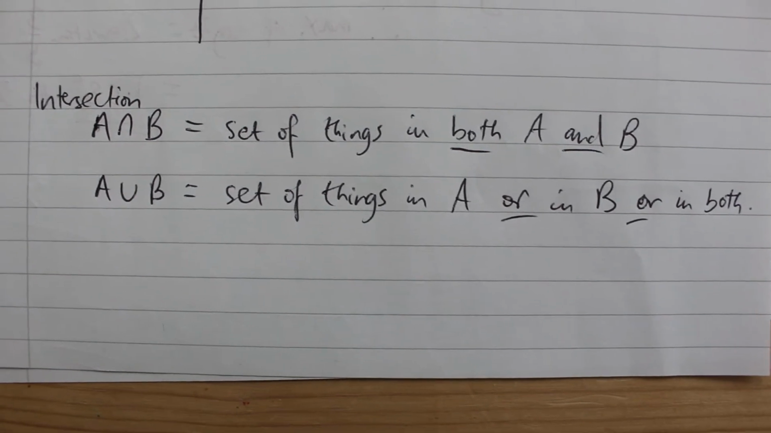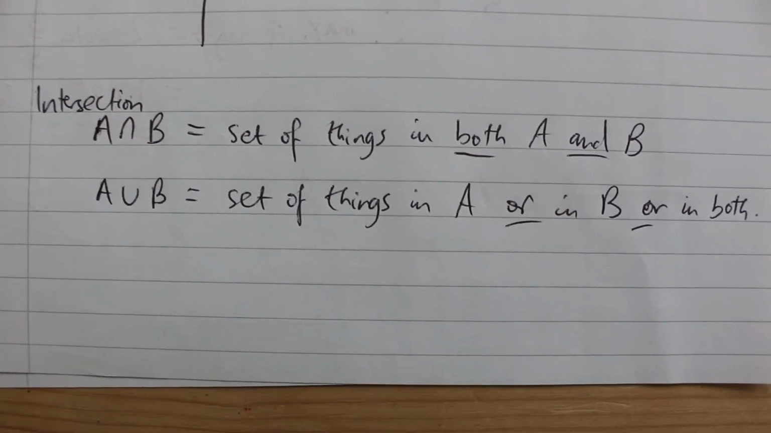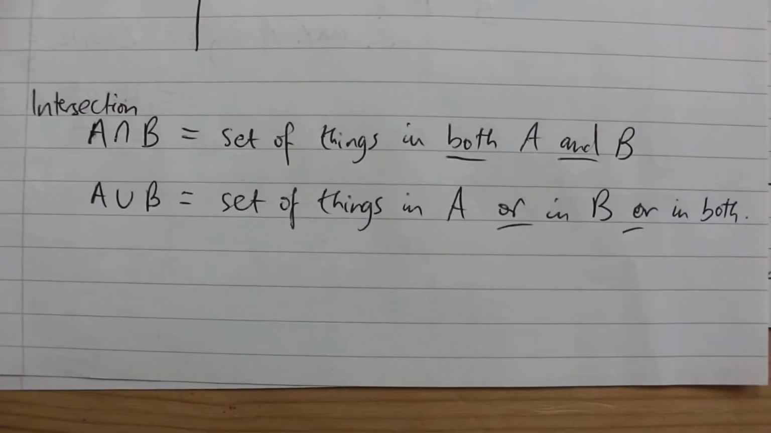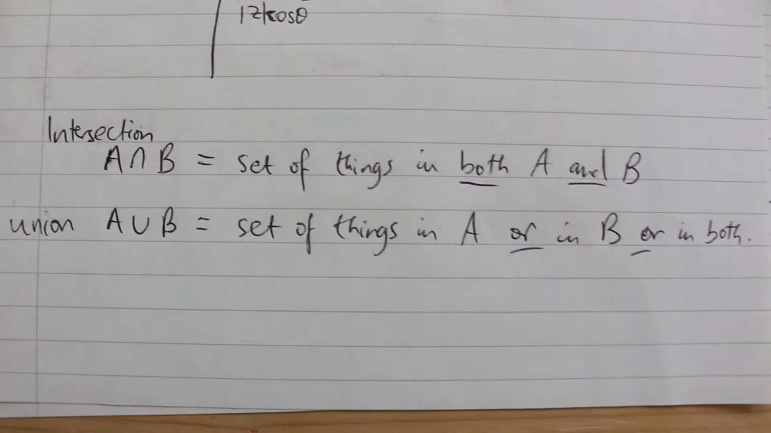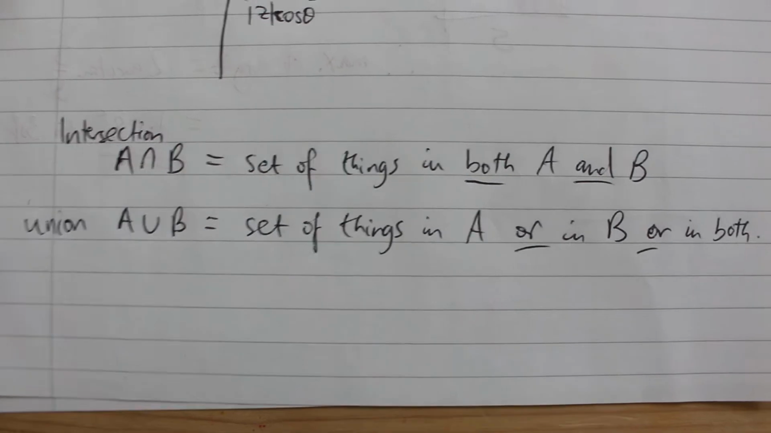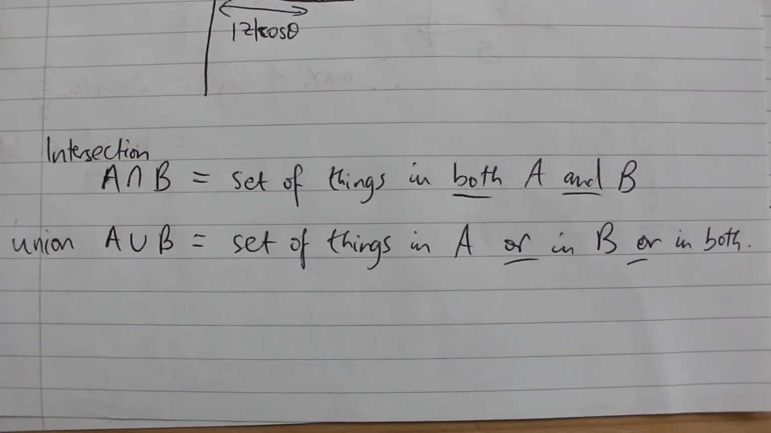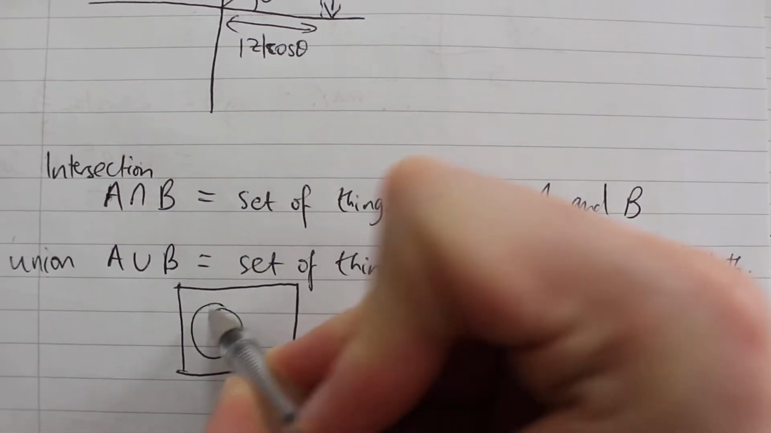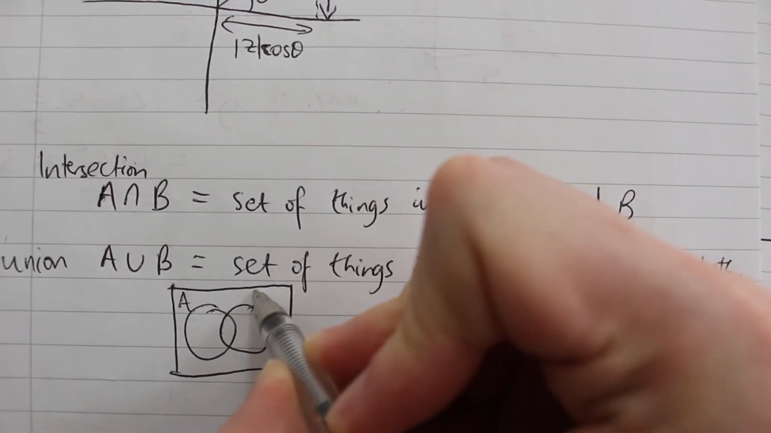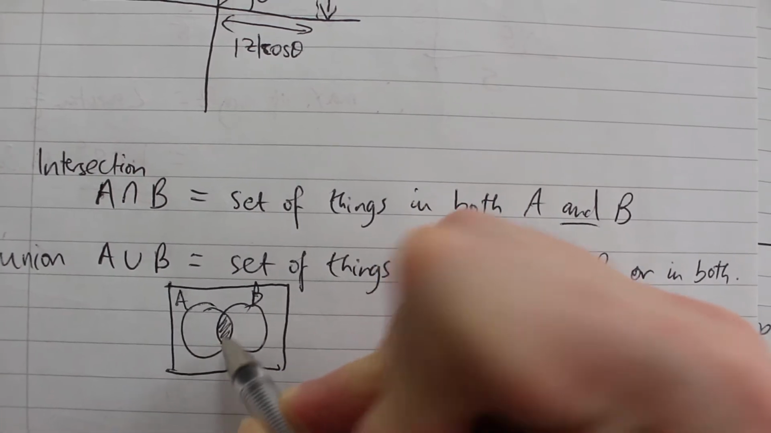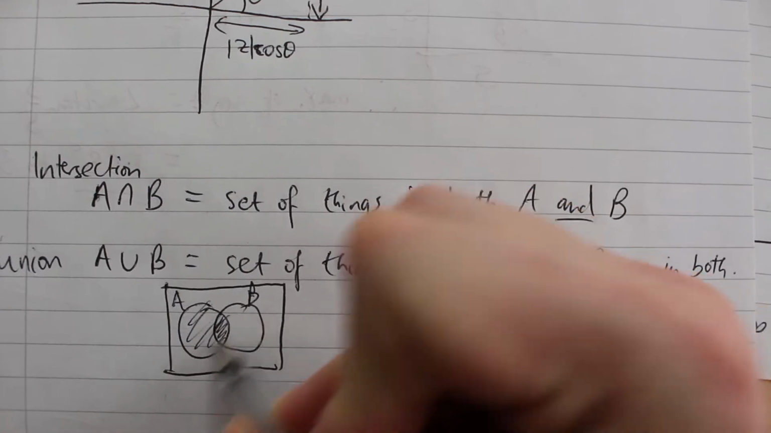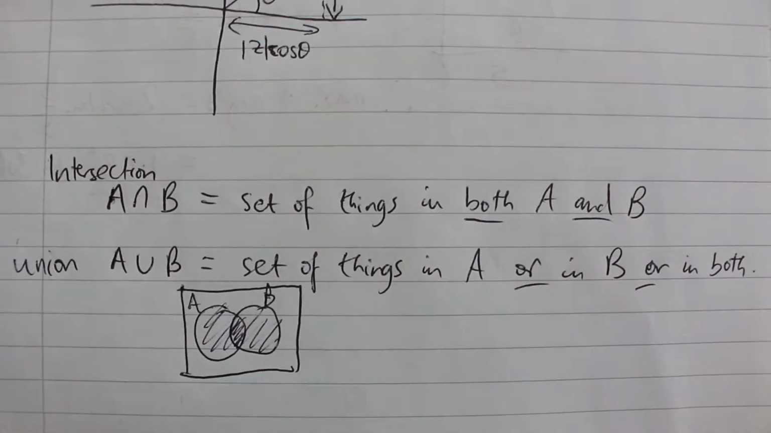First, recall from year 8 that A intersect B, the intersection, is the set of things in both A and B, whereas the union, A union B, is the set of things in A or in B or in both A and B, which we've seen before in the context of Venn diagrams. Given a Venn diagram with two sets A and B, the intersection is this part in the middle, whereas the union is everything inside the circles.